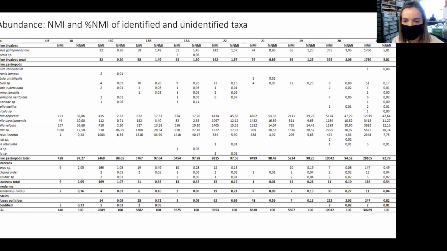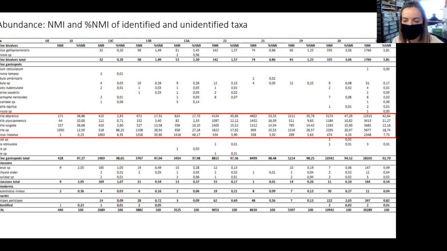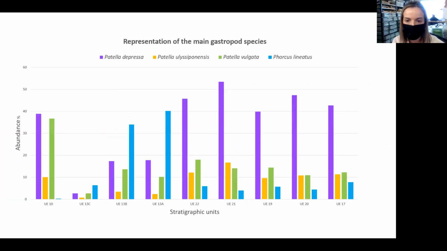Although there is a certain variability in the species representation, only 4 species account for more than 80% of each shell assemblage. These species are the limpets Patella vulgata, Patella depressa, and Patella lusitanica, and the top shell Phorcus lineatus. When we compare the abundance of each species, we can see 3 different patterns.